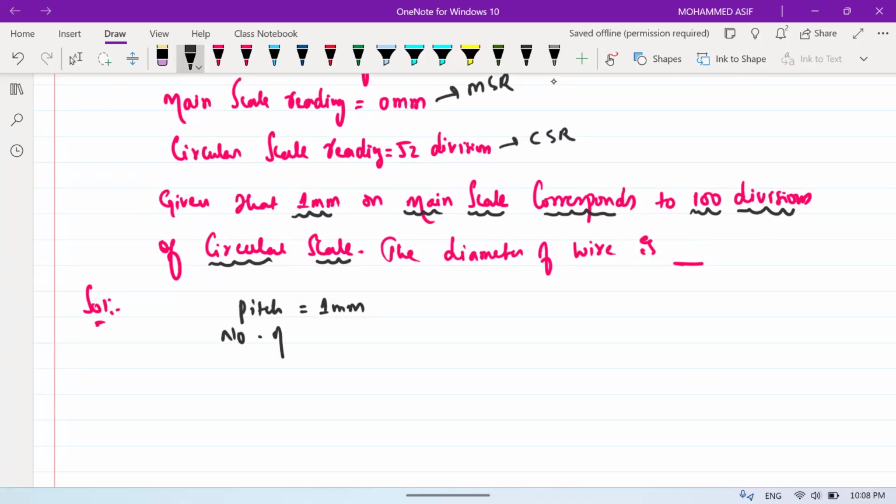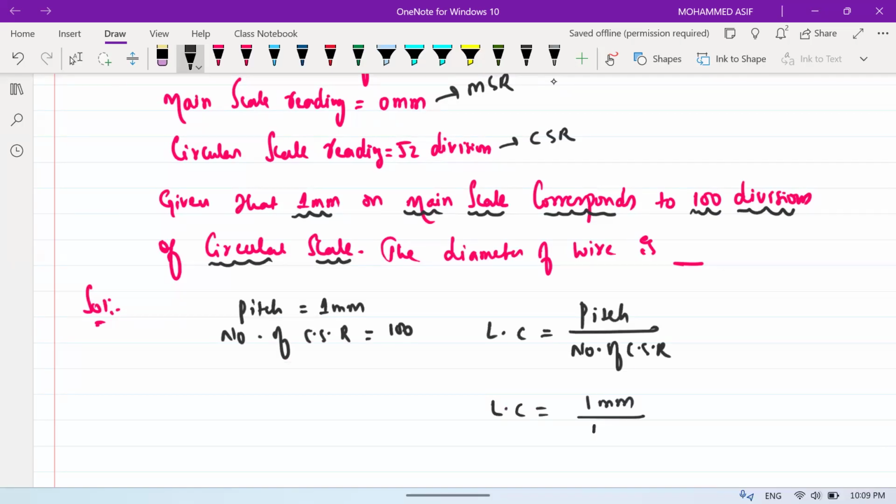Number of circular divisions is equal to how much for me? 100. So what will be the least count? Least count is equal to pitch divided by the number of circular scale divisions. So least count is equal to pitch 1 mm divided by number of circular divisions 100. So it is 1 by 100. 1 by 100 is how much? 0.01 mm is your least count. Isn't it?